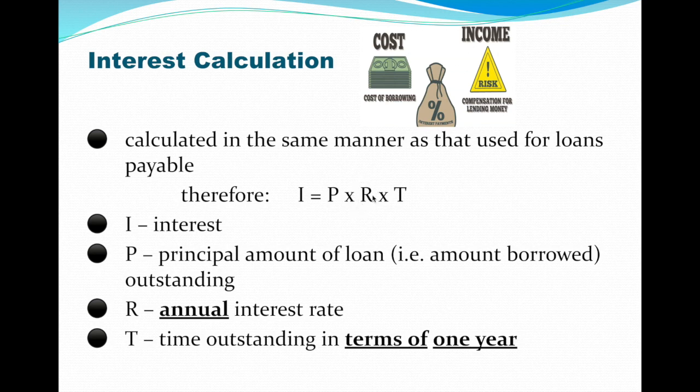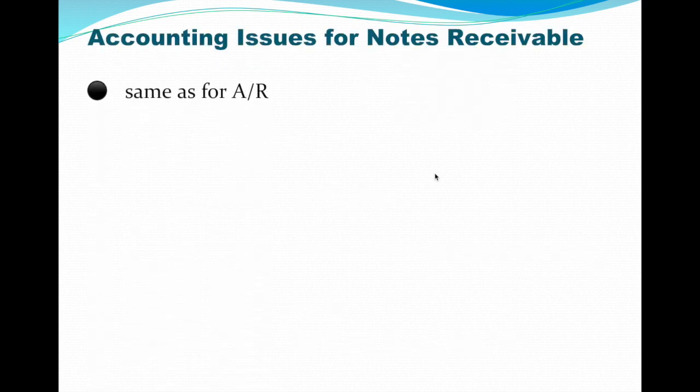The interest rate is in terms of years, so the time outstanding would be whatever the amount of time that the loan is going on for is. Or whatever the time left is, or the time that's been used up. It really depends on the purpose of this calculation, so keep an eye out for that. Okay, moving on. Accounting issues for notes receivable.